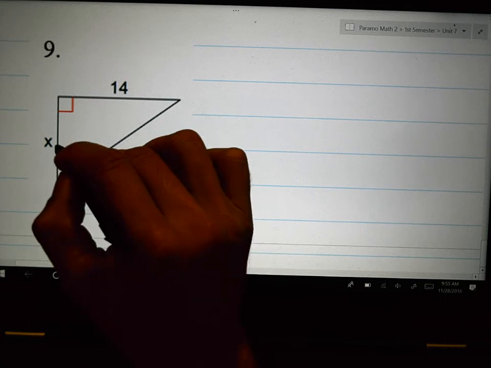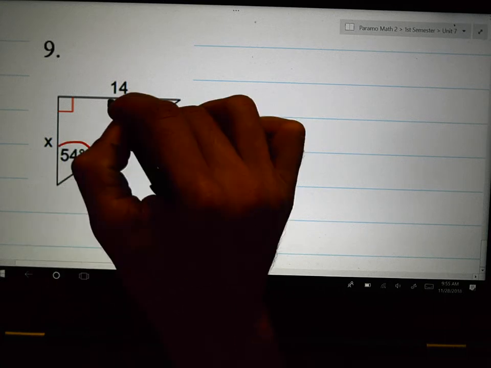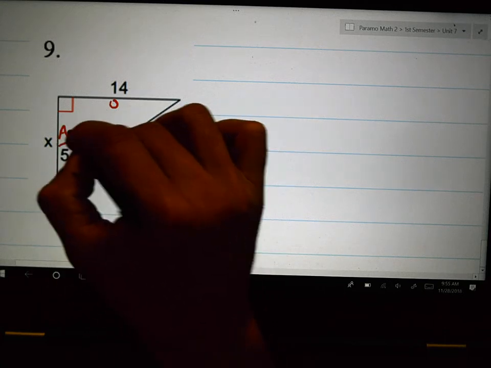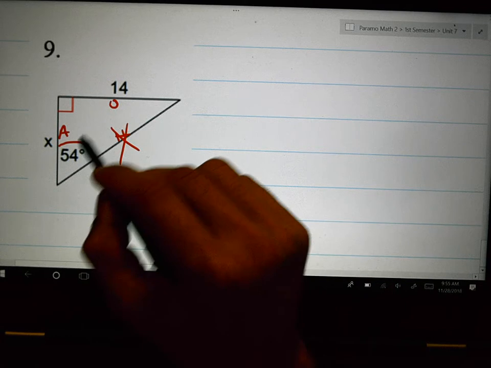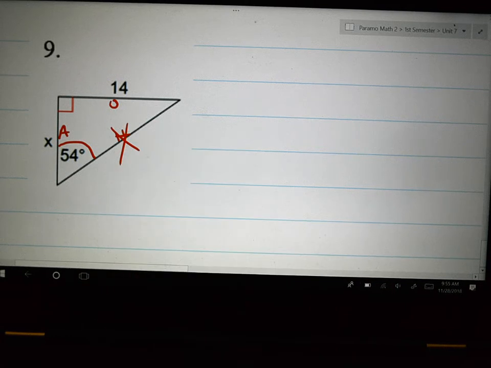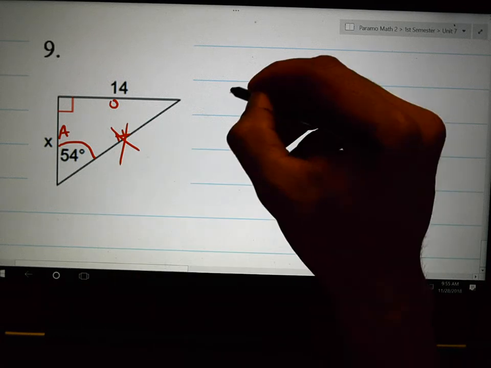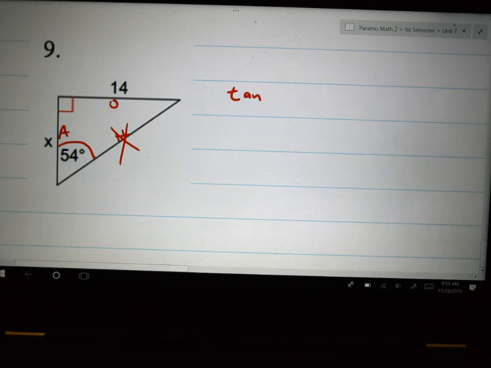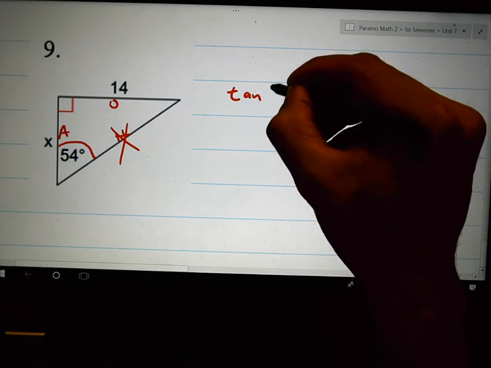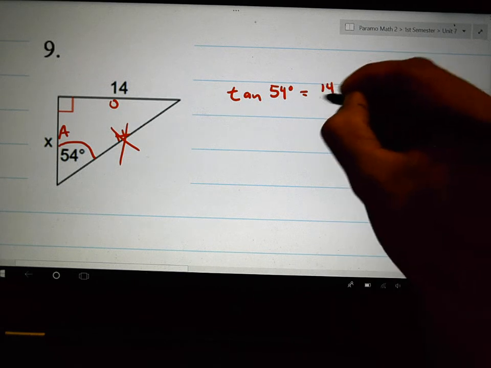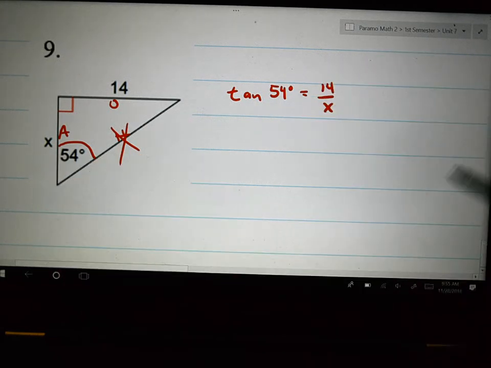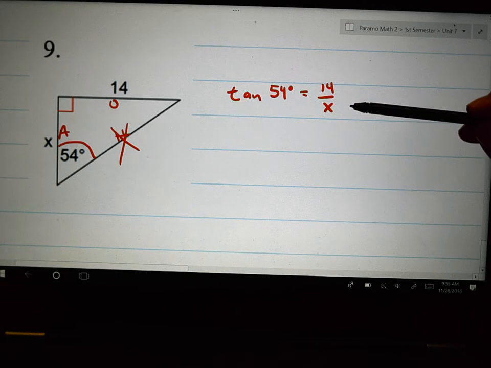If you do this, and you have an O, and you have an A, and you don't use the H, sometimes what happens when you set this up and you have an O and an A, which one are we going to use this time? TOA. The tangent of which angle? 54 degrees is equal to, which one's the O? 14. And the A is x. The variable is in the denominator for number 9.